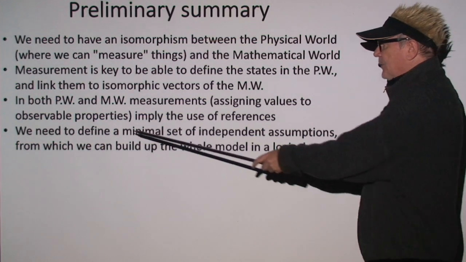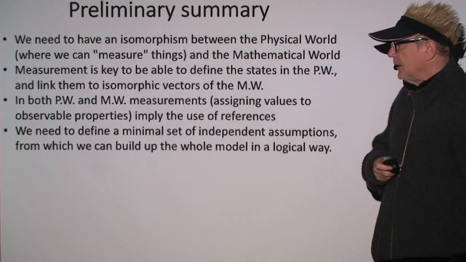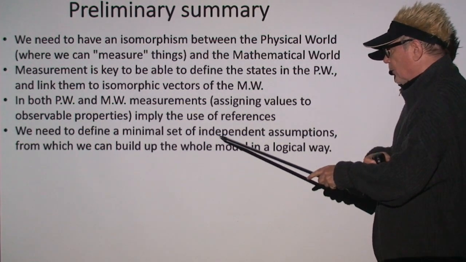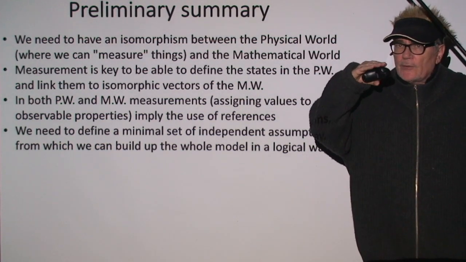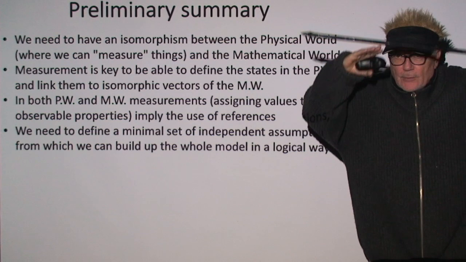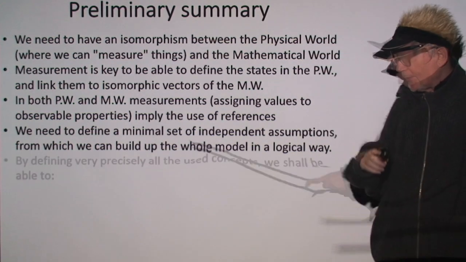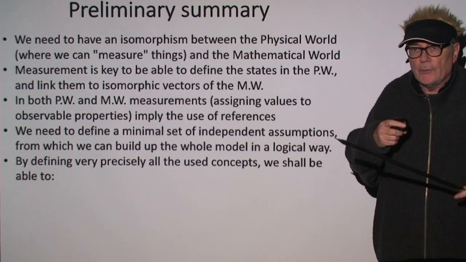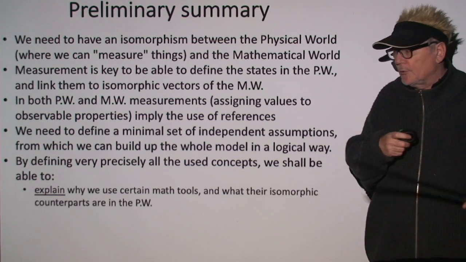Okay, and finally we need to define a minimal set of independent assumptions, such as the TUP that we saw before, and from which we can build up the whole model in a logical way. Just a few basic assumptions, and then from there derive everything else. No holes, anywhere. By defining very precisely all the concepts we're going to use, like time, space, measurements, we shall be able to do a lot of things.